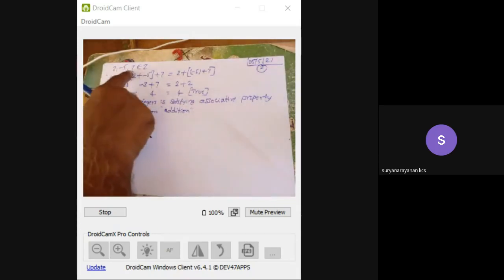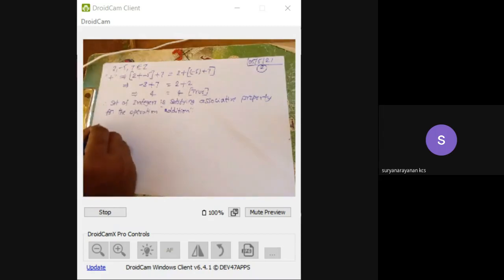Now let us take the same three numbers. Now let us take subtraction. What is the operation here between the three numbers? Between these three numbers, which operation are we choosing here?